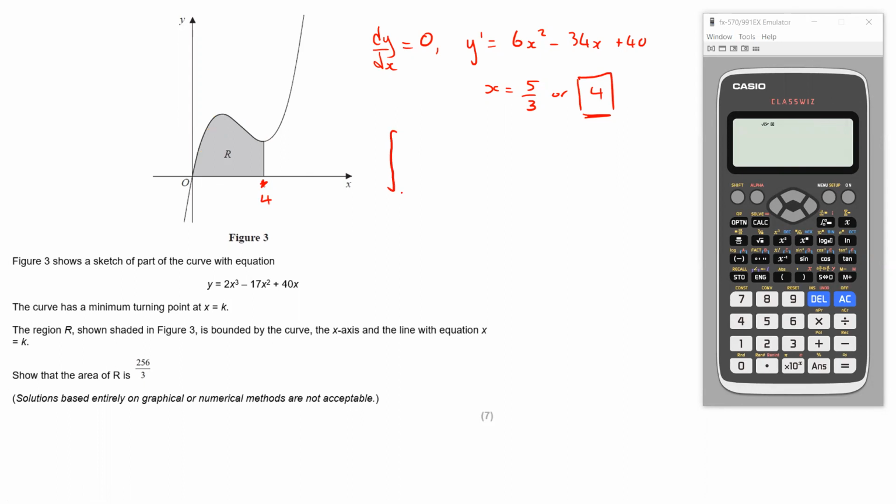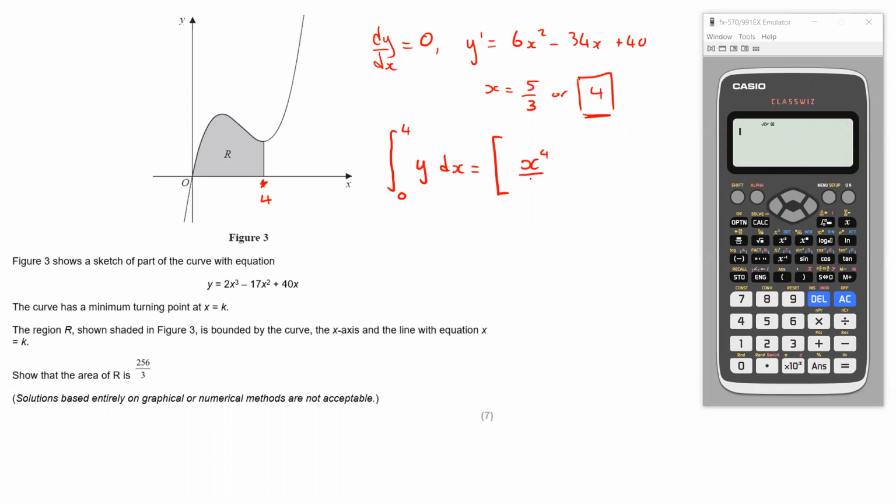I think actually I'll do one more question after this, just to do a bit more integration. So integrating between 0 and 4 of y with respect to x. So integrating y is over here. So integrating this, adding 1 to the power of 3 becomes 4. 2 divided by 4 is a half.